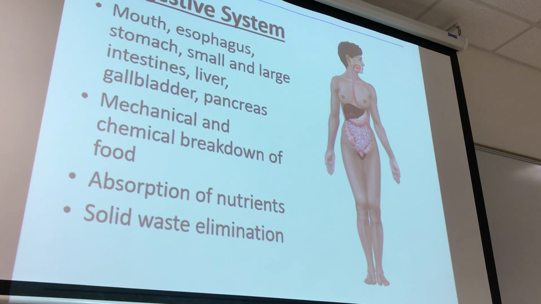So again, when we think about the job of our digestive system, it's a handful of things. 1, it ingests food. It mechanically and chemically breaks food down. We absorb nutrients from food, and then we get rid of the metabolic waste, or the solid metabolic waste, via defecation. Everybody good with digestive system?